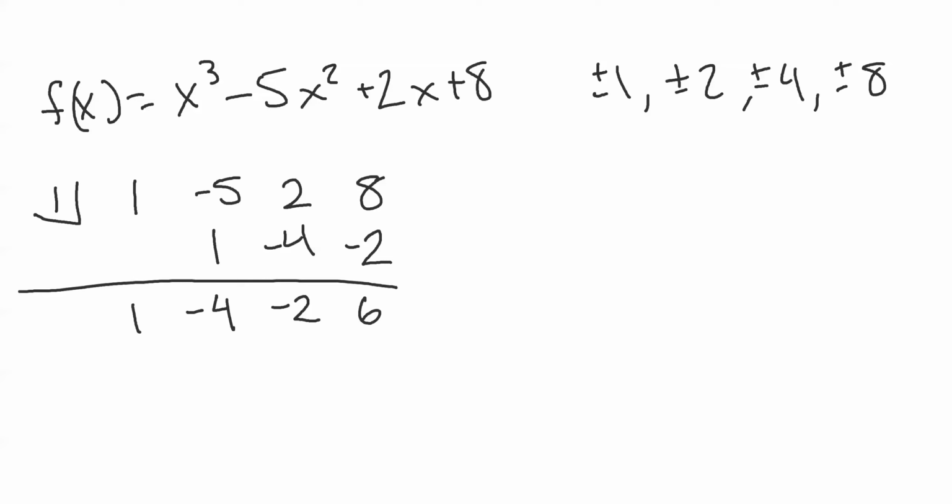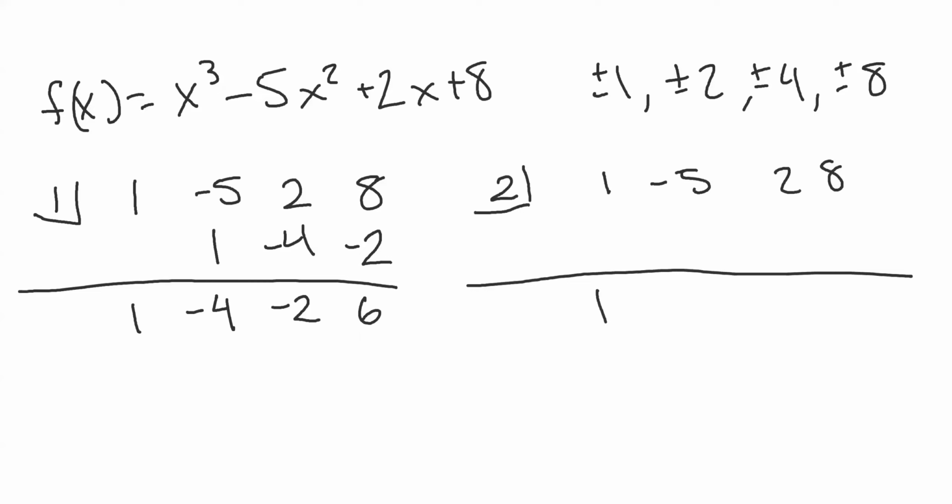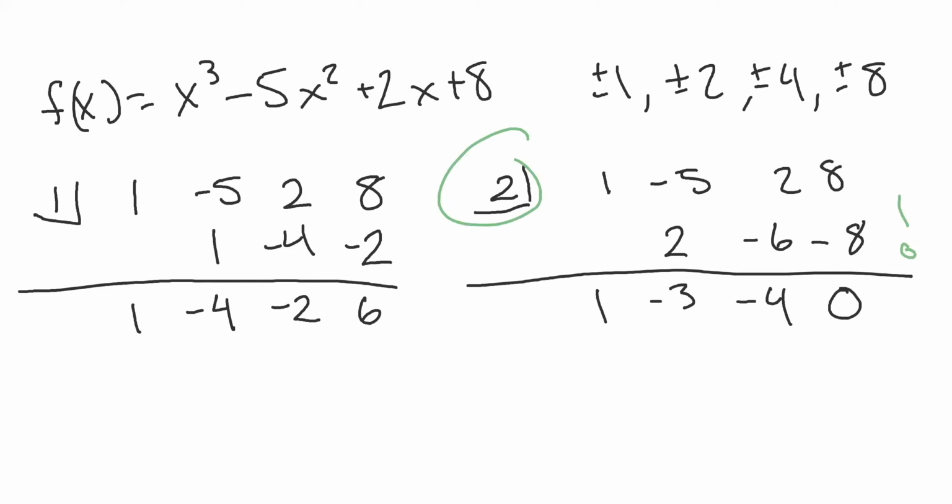So if we want to be systematic about this, we could try -1 next, or we can try 2. Let's try 2. So we have the same leading coefficients, 1, -5, 2, and 8. We're going to bring that 1 down. 2 times 1 is 2, which leaves us with -3. 2 times -3 is -6, which leaves us with -4. And 2 times -4 is -8, which leaves us with 0. Yes, this tells us that 2 is a zero.